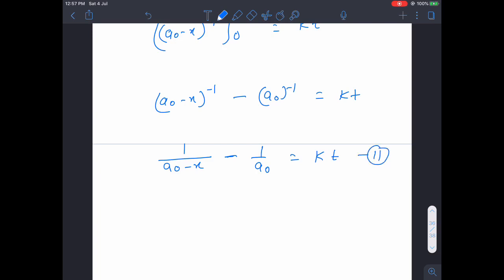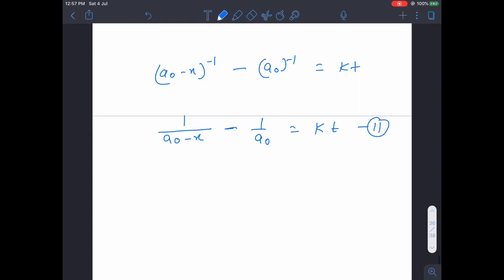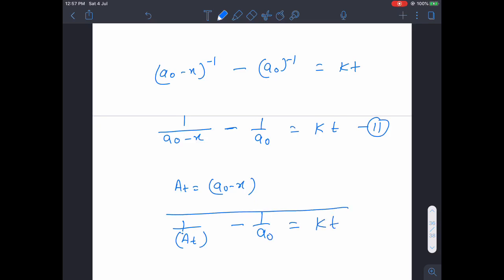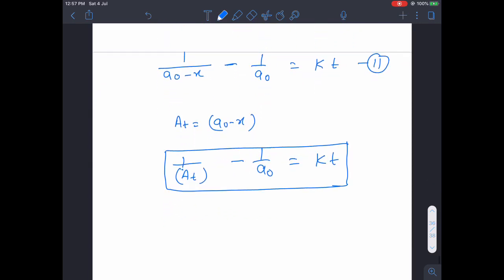Let us mark it with second. So as you know that A at general time t is nothing but A0 minus x. So I can even write with 2 as 1 upon A at general time t will be equal to kt. So this is the final expression that was needed to us.